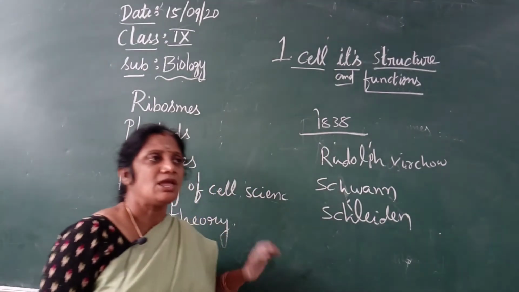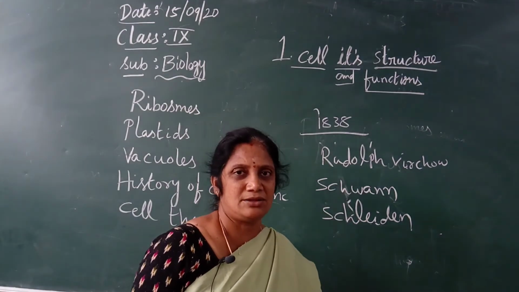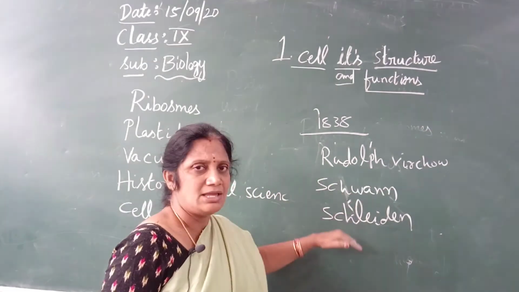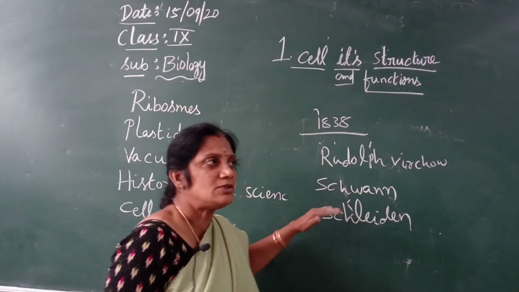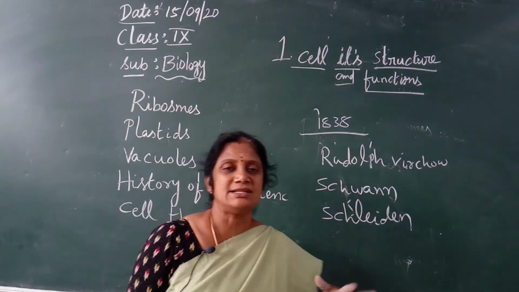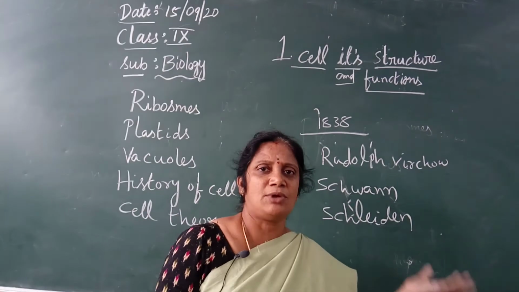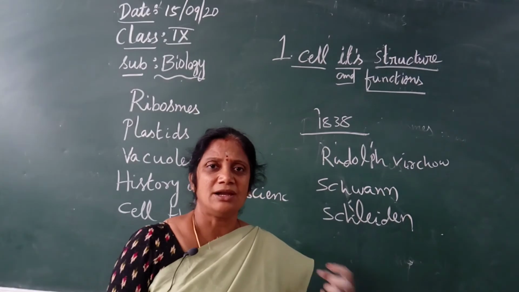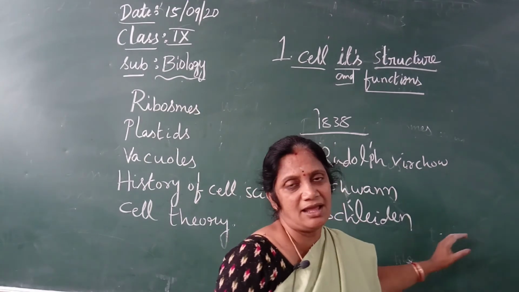Now we will discuss the postulates of the cell theory. What are the statements of the cell theory? The cell theory was first proposed by Schleiden and Schwann. The first point of the cell theory is that all organisms are made up of cells and their products. From microorganisms to man, some are unicellular and we are multicellular. Our body contains many cells, but the functions are different.